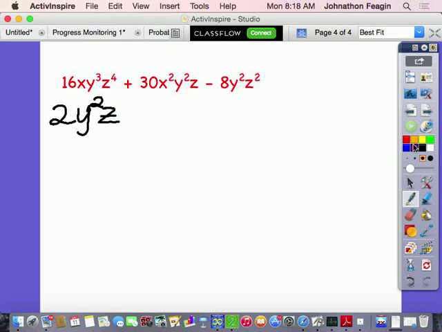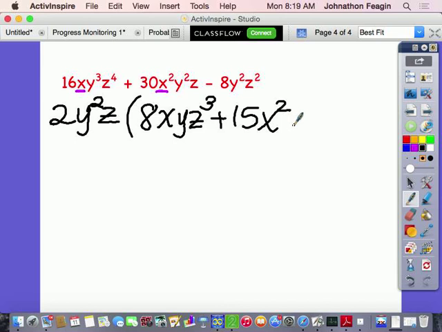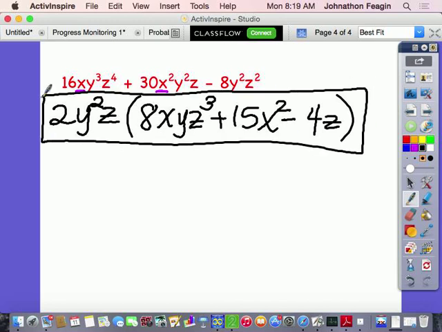Not every term had an x in it, just the first 2. The last one didn't have any x's, so you couldn't take out an x because it wasn't in every term. However, each term did have at least 2 y's in common and then at least 1 z. So when you factor that out, that leaves you with an 8xy z to the third plus 15x squared minus 4z. And you have factored that polynomial.